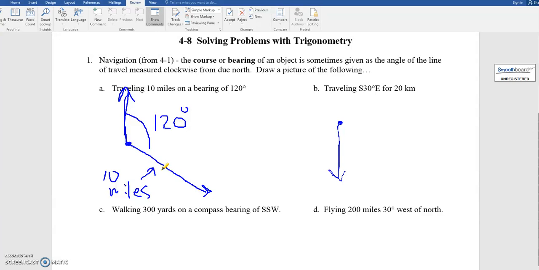Maybe I should do that in a different color this time. East is slightly off to the right here, so I have to go 30 degrees this way. This is going to be my final heading. Something like that. I just have to note that this was 30 degrees and that the whole distance that I went was 20 kilometers. That's what I would want my picture to show in the end: 30 degrees from south for a distance of 20 kilometers.